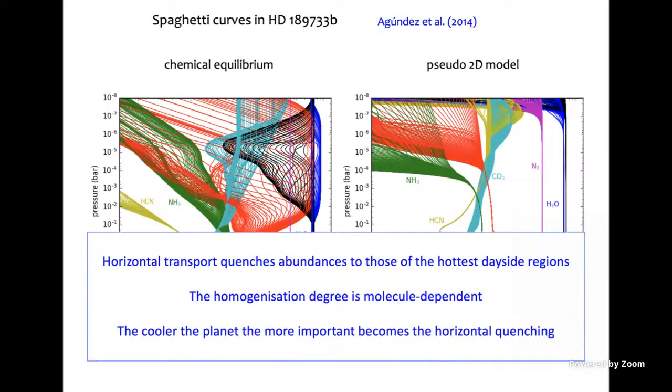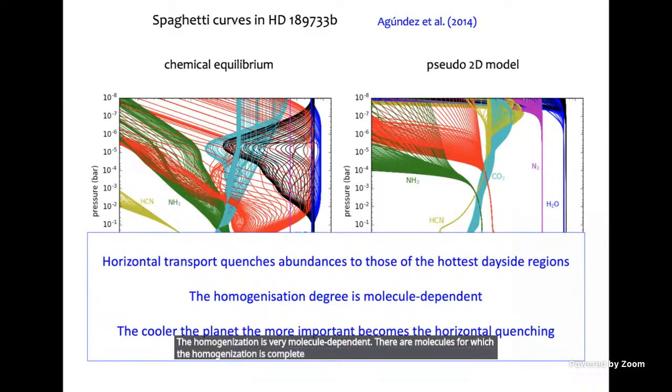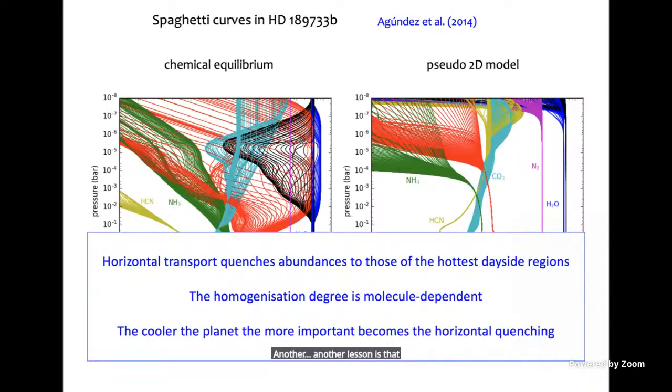The homogenization is very molecule dependent. There are molecules for which the homogenization is almost complete, with quite uniform abundance. Others may experience some variations, because they react more to photochemistry or to other processes. Another lesson is that this homogenization is very temperature dependent. It will be much more pronounced when you go down in temperature than when you are up.